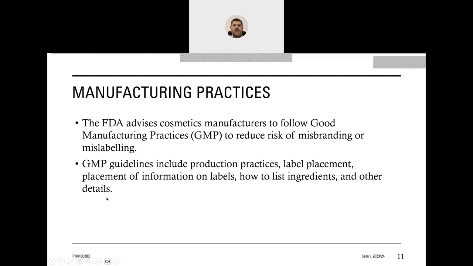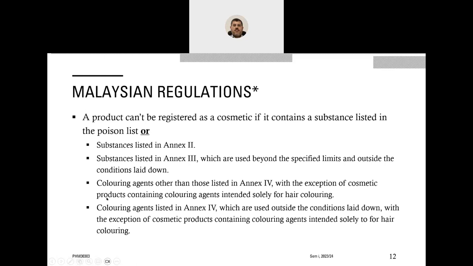Okay. So how about in Malaysia here? What is the regulation that rules or governs the production of cosmetics? We have here some conditions or requirements: you cannot register your product as cosmetic if it contains a substance listed in the poison list.